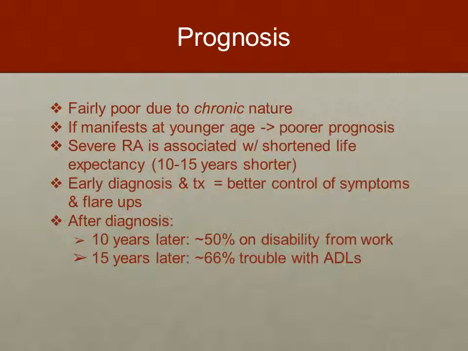Prognosis for these patients is fairly poor due to the chronic nature of this disease, as well as the fact that there's not really any known cure. However, if it manifests at a younger age, that can actually lead to a poorer prognosis for later in life. Also, severe RA is associated with a shortened life expectancy of about 10 to 15 years. Early diagnosis and treatment can lead to better control of these symptoms and flare-ups, which can lead, again, to better quality of life for these patients.